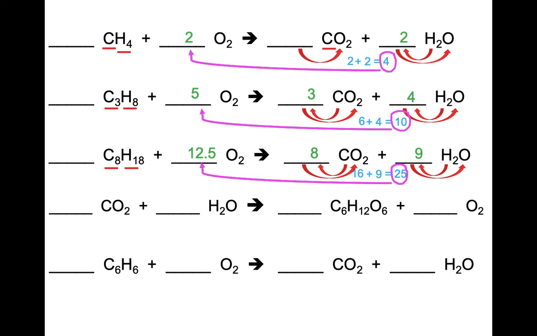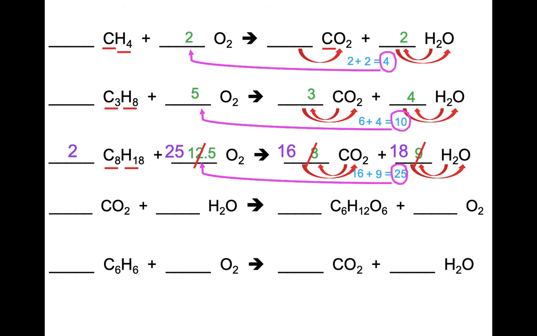However, we cannot leave that 12.5 as it is, because it is a fraction. So we're going to take all the coefficients, including the one that's understood to be in front of the C8H18. We're going to multiply all of them by 2. So 2 there. We're going to multiply this by 2 for 25. This by 2 for 16. And this by 2 for 18. So our coefficients are 2, 25, 16, and 18. You'll notice that some of these coefficients in combustion reactions can become very high.